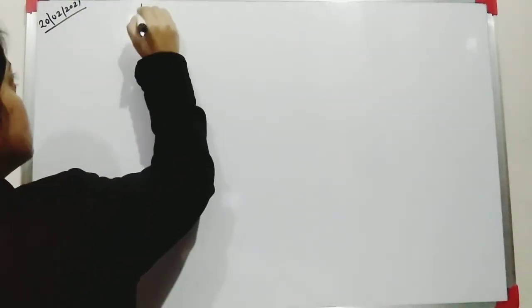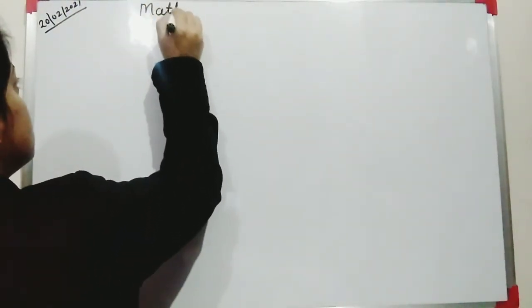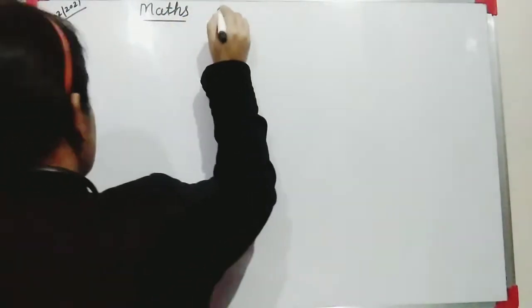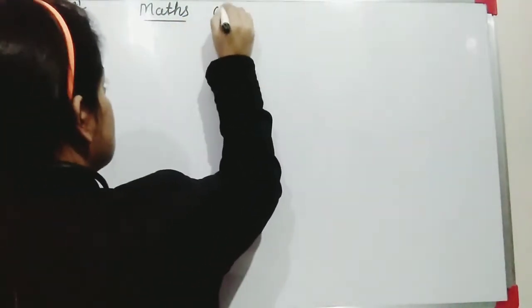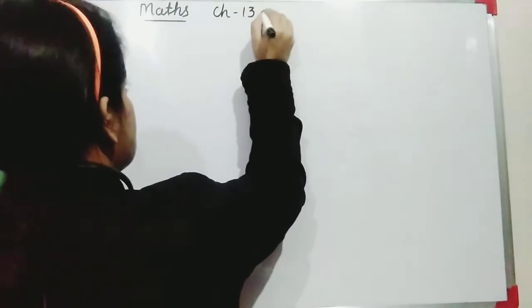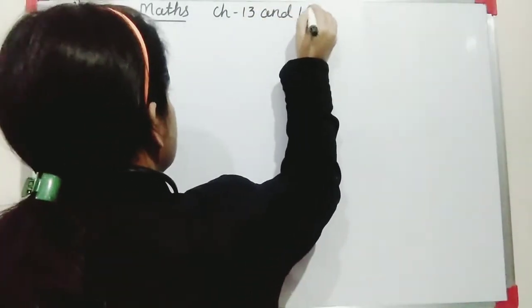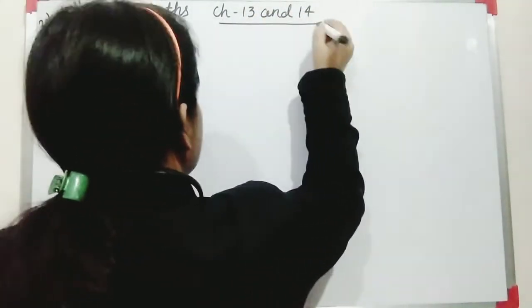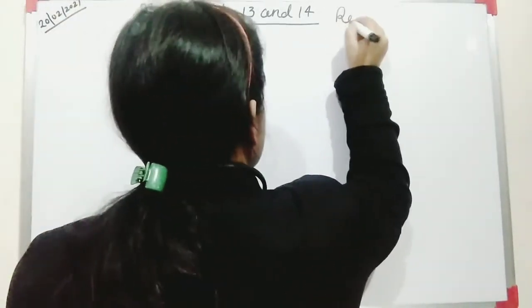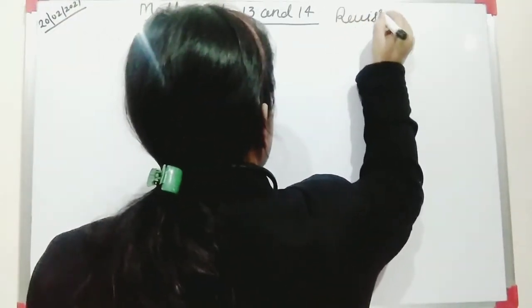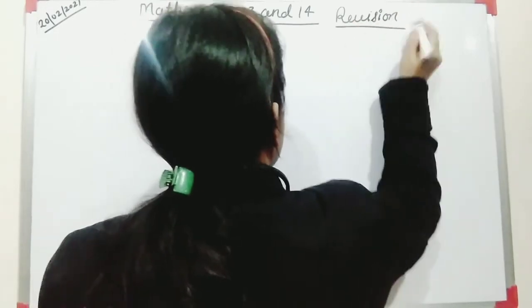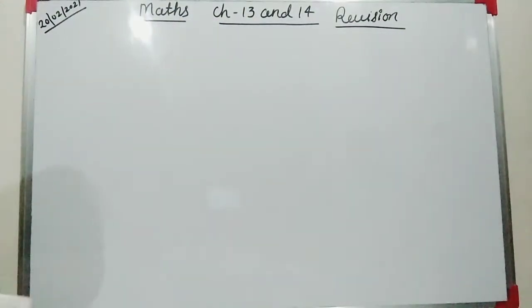So what is the date today? Today is 20 February. Maths chapter 13 and 14 revision. Okay, students, I hope you understand.